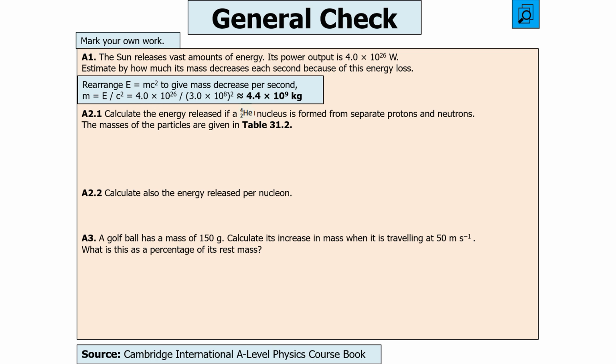So this gives us the mass decrease per second. So m equals E over c squared. We know E per second is 4 times 10 to the 26 joules because that's our energy per second. Divided by c squared, 3 times 10 to the 8 squared. So it's 4.4 times 10 to the 9 kilograms.